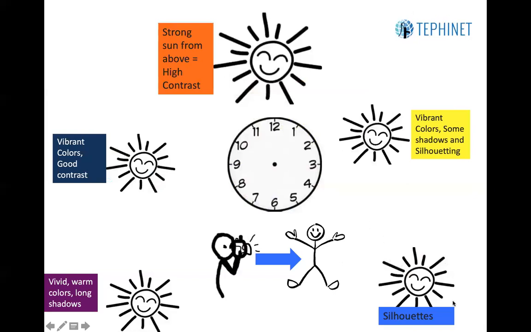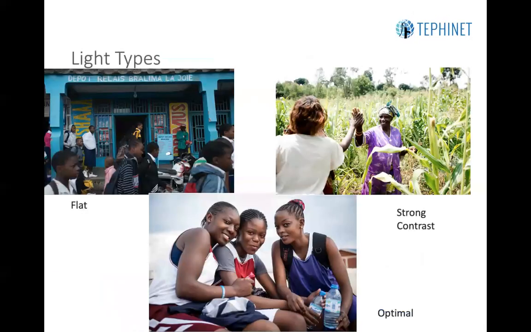But by the time it's 5 or 6 o'clock, if the photographer is still in the same position to the subject and the sun is directly behind them, they will have beautiful silhouettes, and so long as those are intentional, that's wonderful. So light comes in many different types.